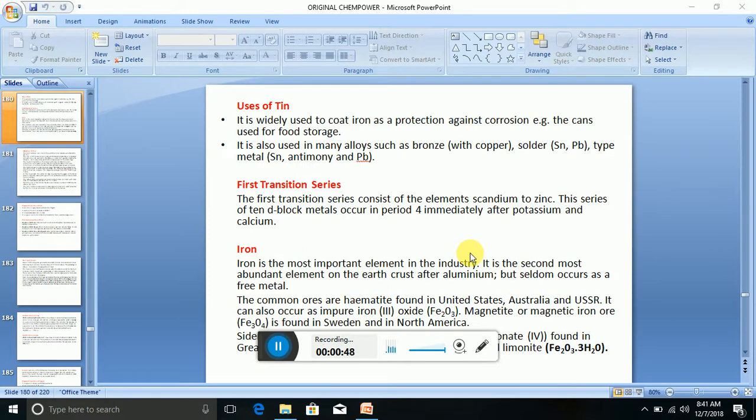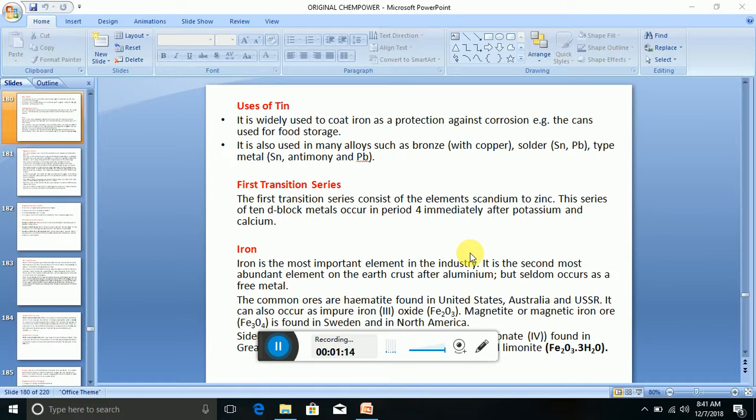So we're going to be looking at iron because iron is very, very important. You use iron to build so many things, in machine parts. So let's look at how we get iron and some of the properties of iron that make it possible for iron to be used in so many things. Iron is the most important element in the industry.